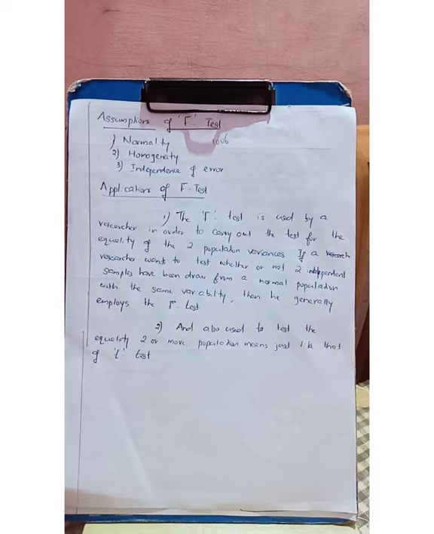That means it states that the error, that is the variation of each value around its own group mean, should be independent for each value. That means the variations of each value around its mean value, that is, the difference between each value and its mean value, should be independent for each value. That is independence of error.